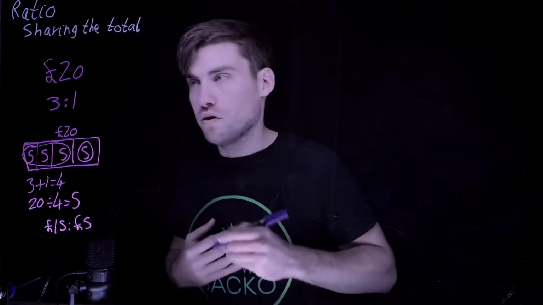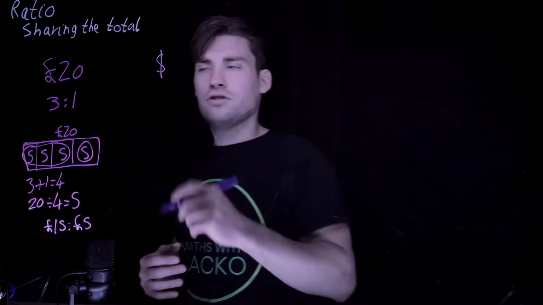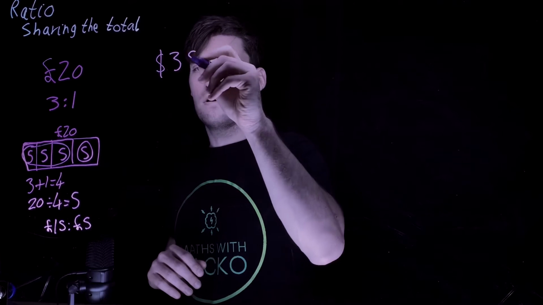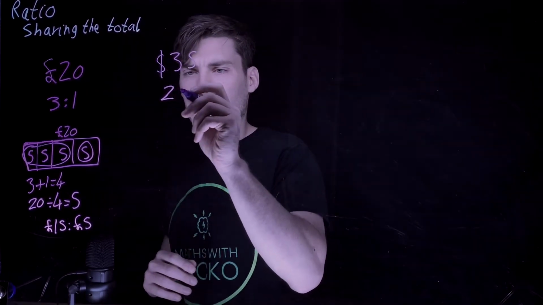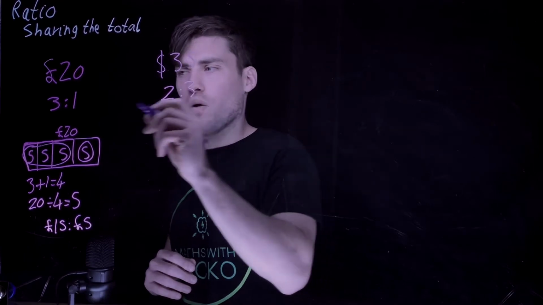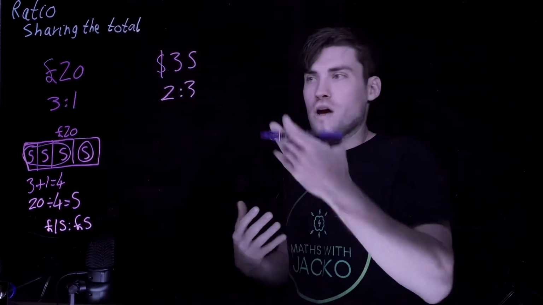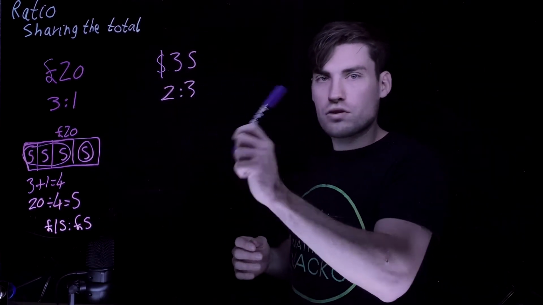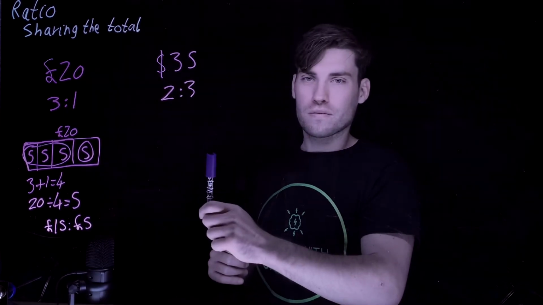Right, let's do another one. Let's say this time we have dollars, okay? Just to mix it up a little bit. So we have $35 in the ratio of 2 to 3. Yeah, it's not always the biggest number first, so let's show you different examples how you can approach it. So share $35 in the ratio of 2 to 3. Remember, it's 2 to 3, not 3 to 2. Pause it, have a go.